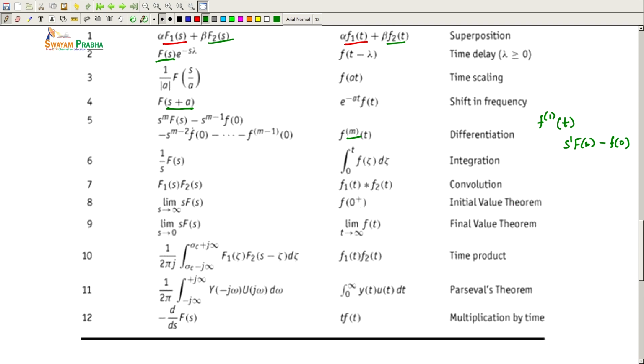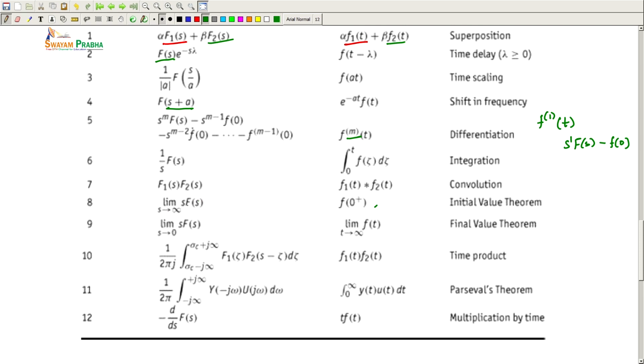The next one is the initial value and the final value. So, the initial value of the time domain function, f of 0, is basically the limit as s tends to infinity of s into F of s. So, all I need to do is take s into F of s and take its limit as s tends to infinity.